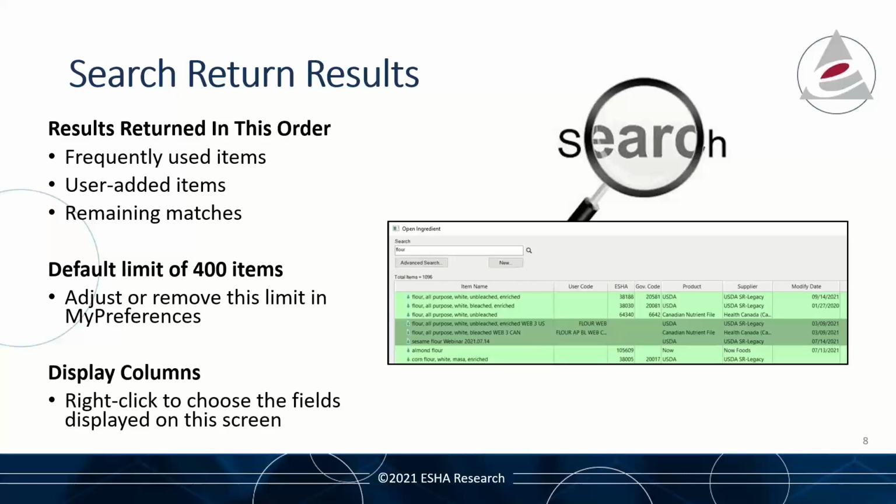By default, there's a limit of 400 items in the search results. You can increase or remove that limitation, and that's found in the My Preferences settings of the software. And in this search results screen, you can choose the columns that you wish to display. So if you right-click in Genesis in this screen, you'll see a list of the columns that you can choose from to show on this screen.